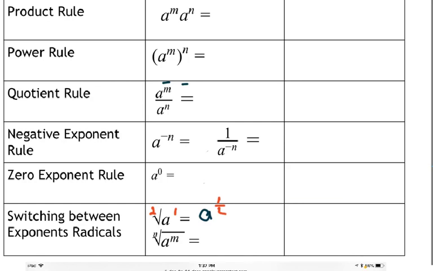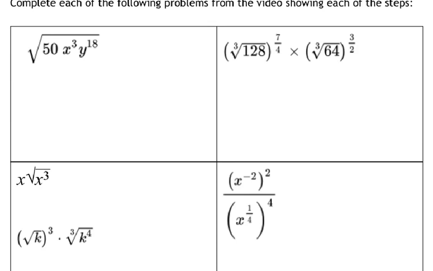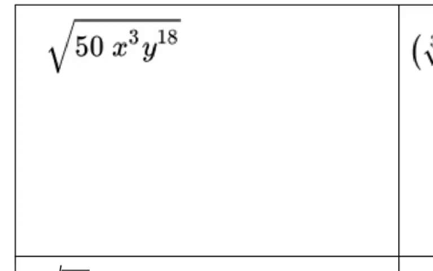In general form, we have a as a base, m is the numerator, and n always goes on the bottom. So here we have a few examples of switching from radical form to exponential. Let's take a look at the first example. We have the square root of 50x cubed y to the 18th power.